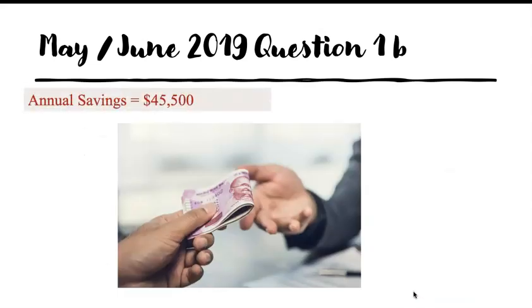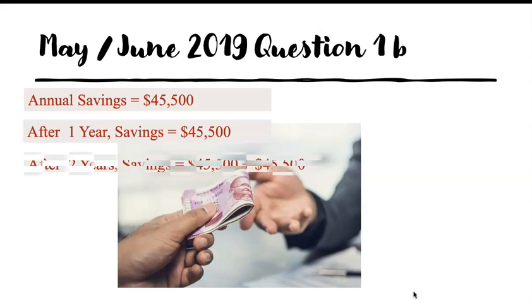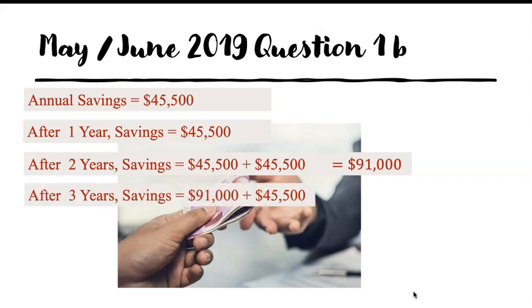Now, we can also look at it this way. If the annual savings is 45,500, after 1 year, that's the amount she would have. After 2 years, she'll have another 45,500, bringing it to 91,000. After 3 years, she's going to have another 45,500, bringing her to $136,500. Now, you realize that this is now close to the 150,000, but it's not exactly there.